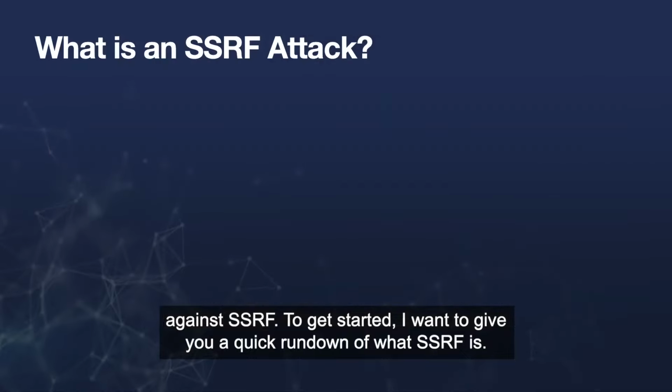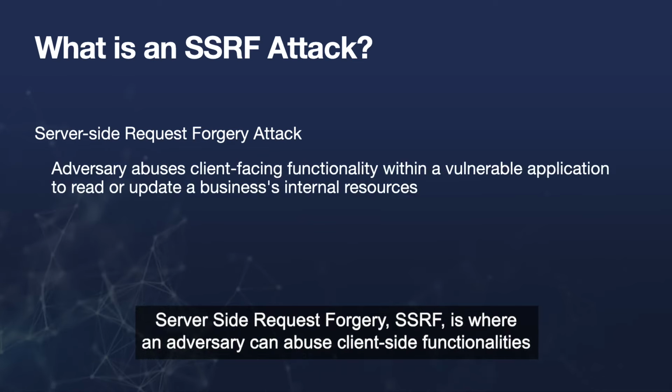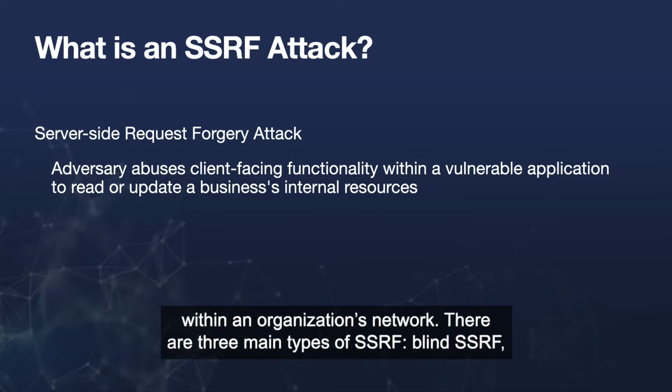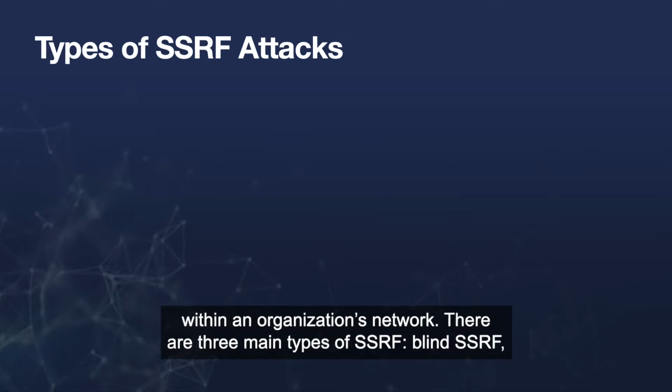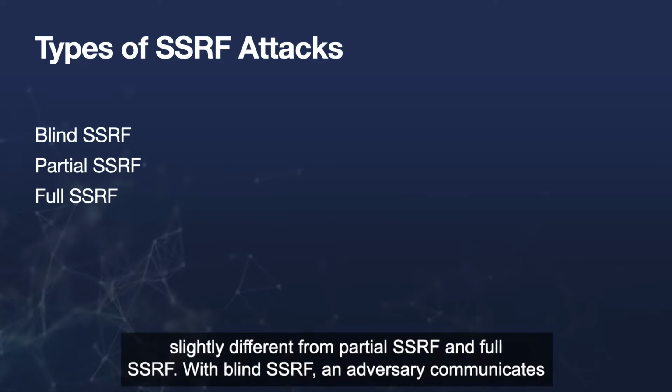To get started, I want to give you a quick rundown of what SSRF is. Server-side request forgery (SSRF) is where an adversary can abuse client-side functionalities to either read the internal resources of the application server or try to move laterally within an organization's network. There are three main types of SSRF: blind SSRF, partial SSRF, and full SSRF. Today, we'll focus primarily on blind SSRF, which is slightly different from partial SSRF and full SSRF.